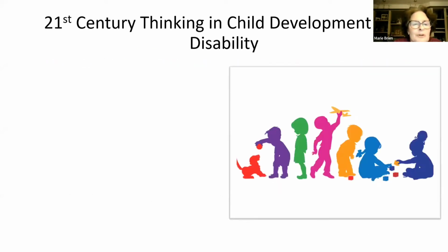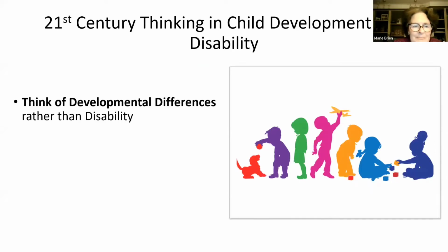So let's turn our minds now to what the 21st century thinking in terms of child development and disability is. We want to turn our minds to thinking in terms of developmental differences rather than disability. Each child progresses at their own pace. Each child may have differences where the norm is quite broad.